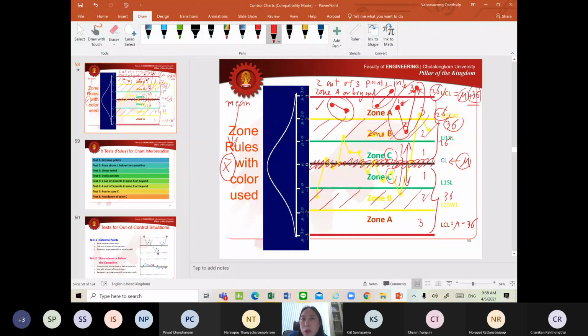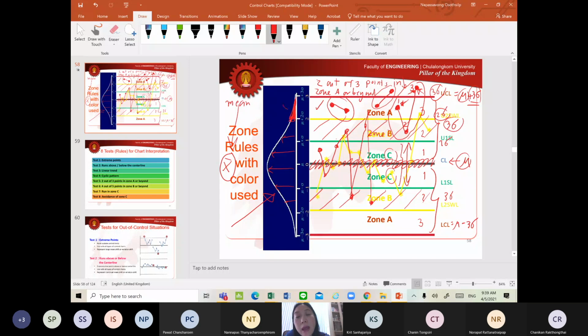And the pattern that you should observe is that the points should be clustered in zone C, and there are a few points in zone B, and it is pretty unlikely that you will see points in zone A, because the curve of the statistic that you plot is a normal curve. So if you remember, the density of the graph here shows you the probability of observing the points within each area.